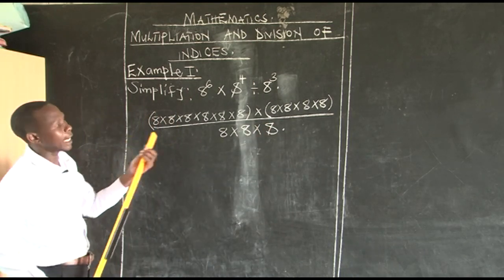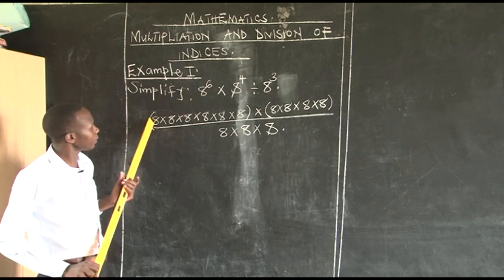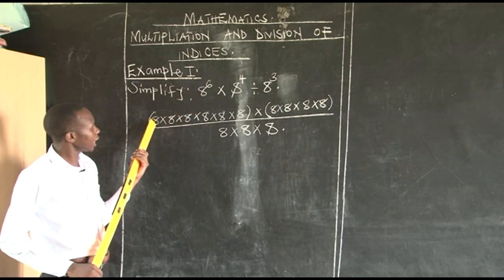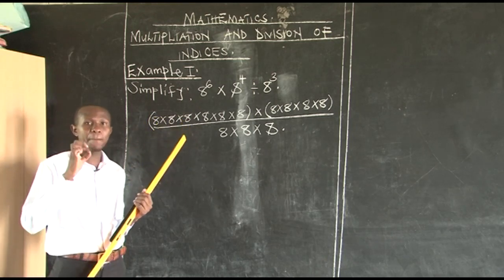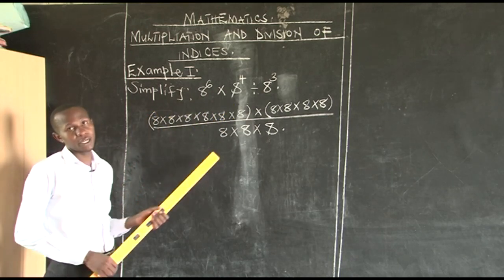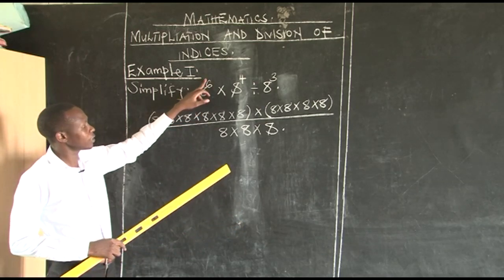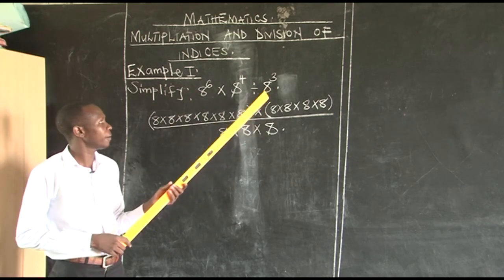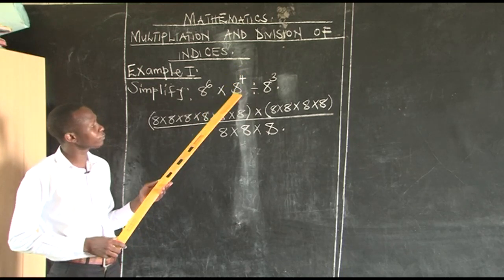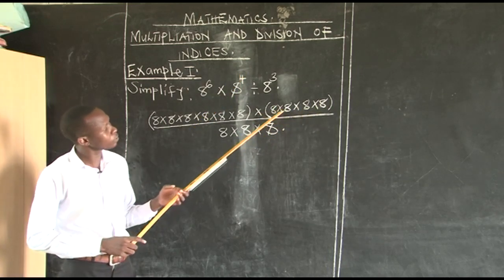8 to power 6 means when we expand 8, it will be 8 times 8 times 8 times 8, and it must appear 6 times: 1, 2, 3, 4, 5, 6. So it is appearing 6 times. That means this is 8 to power 6. Then we continue and say times 8 to power 4, meaning we expand this 8 four times: 8 times 8 times 8 times 8, 1, 2, 3, 4.